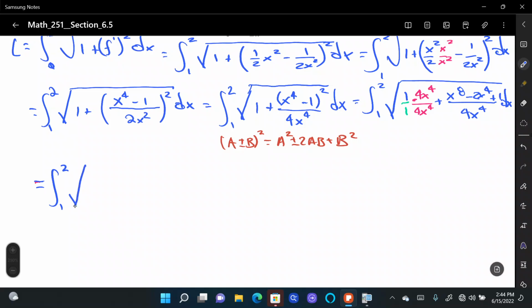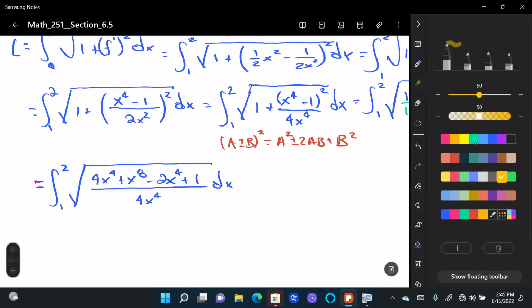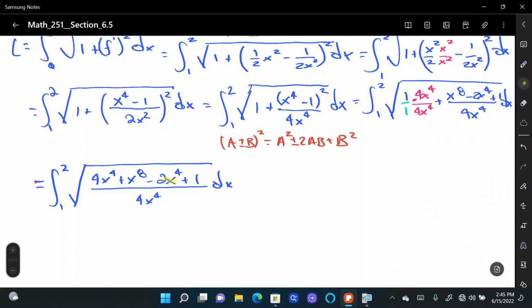So that's the square root, so that's 4x to the 4th plus x to the 8th minus 2x to the 4th power plus 1, the whole thing divided by 4x to the 4th power. And then in this case, notice how we can combine like terms. So let's highlight those like terms. These two are like terms. All right, let's combine them together. 4x to the 4th minus 2x to the 4th.